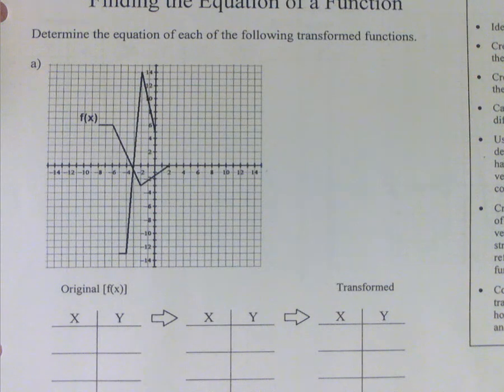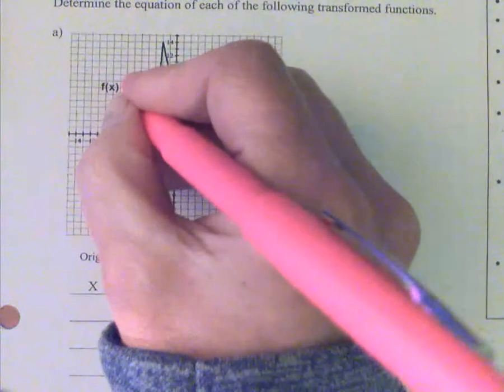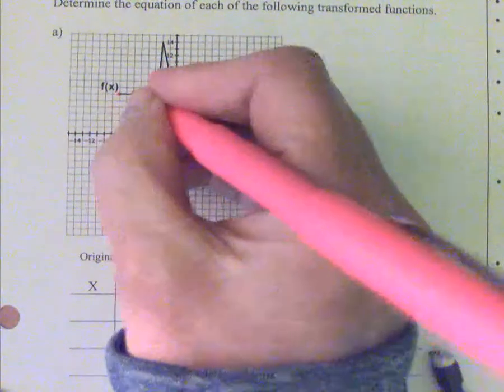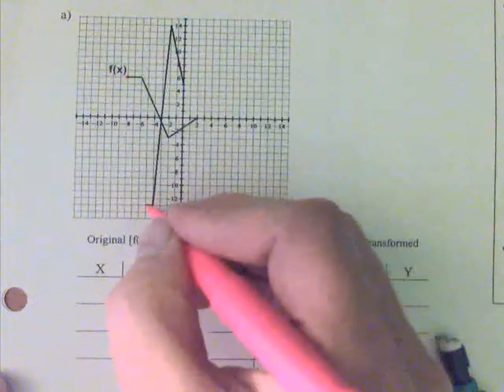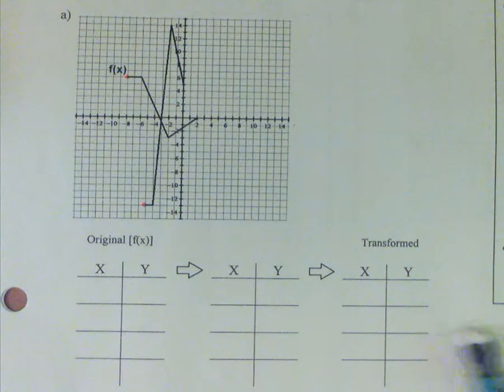Okay, so what we want to do for finding the equation is look at, for a piecewise function, where it starts. I'm going to look at f of x, and it starts here, and then it goes a straight line. I can see that the transform function starts and does the same thing in reading a graph from left to right.